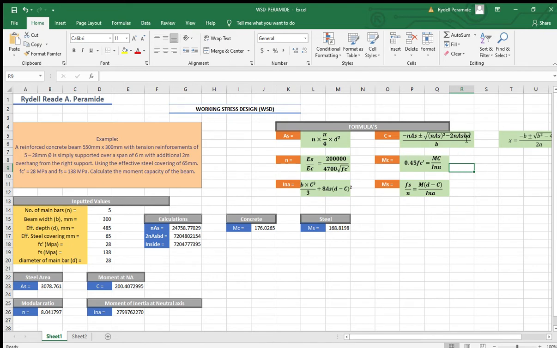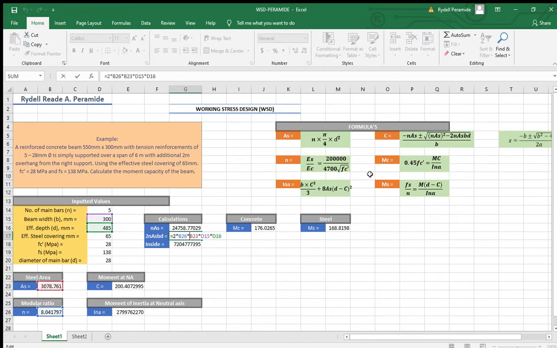The b here is the beam width. So, 2 times modular ratio times steel area times the beam width times the effective depth. So, we will get the answer of 72048025154.